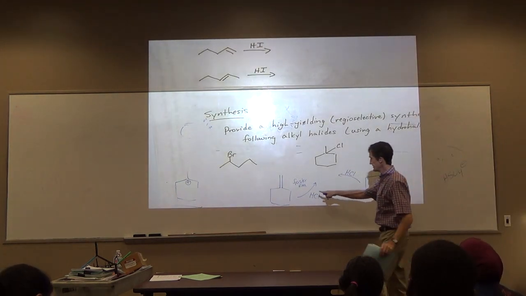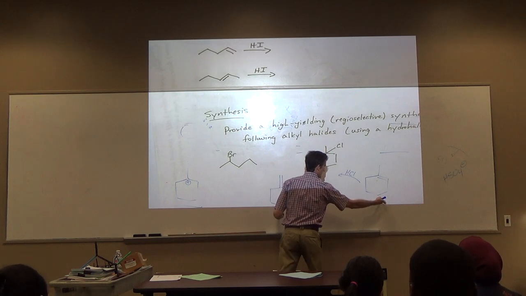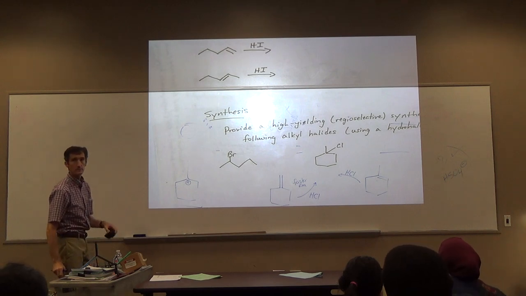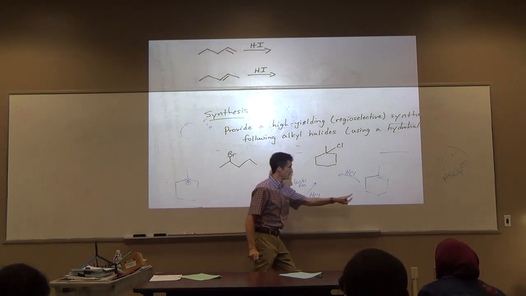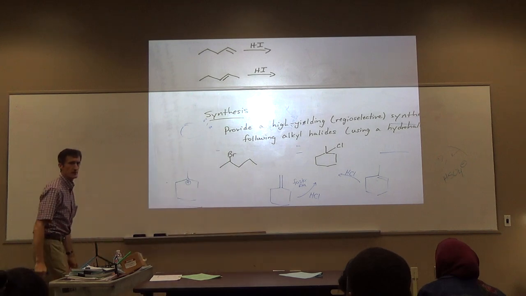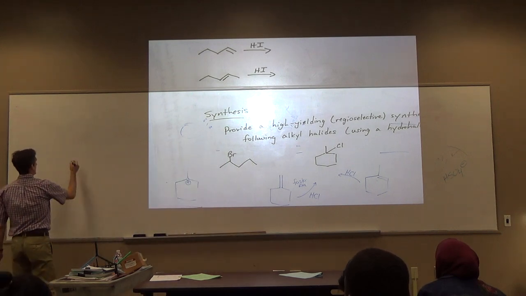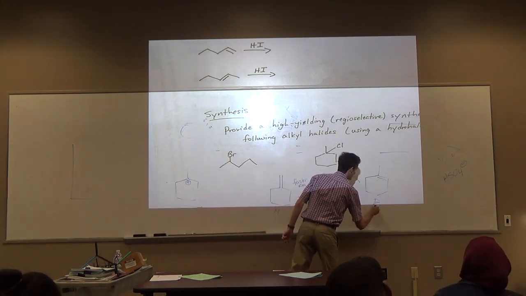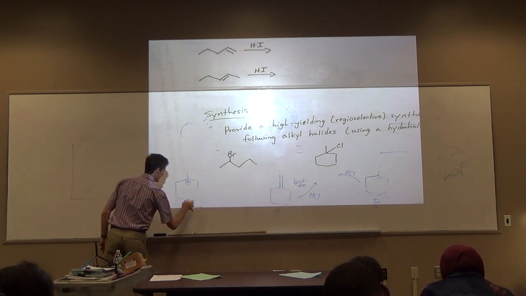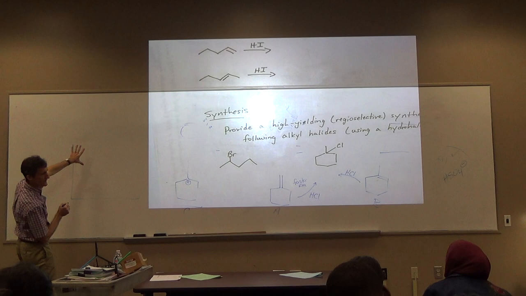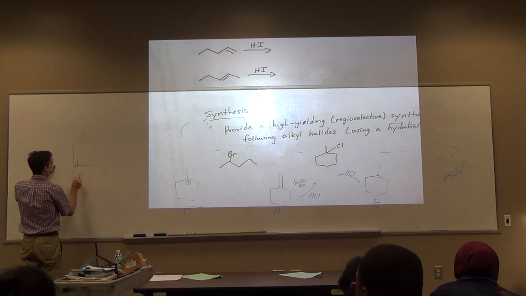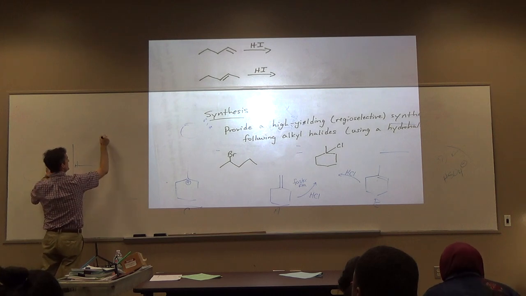Back over here, which is going to be faster? Which is more stable? Which starting material is more stable? If you did a reaction coordinate diagram, we got A, B, and they go into C. Which is more stable, A or B? B. And they both go into C, right?